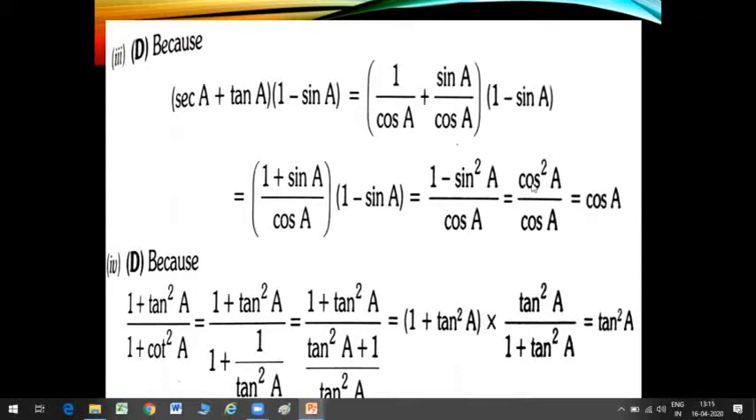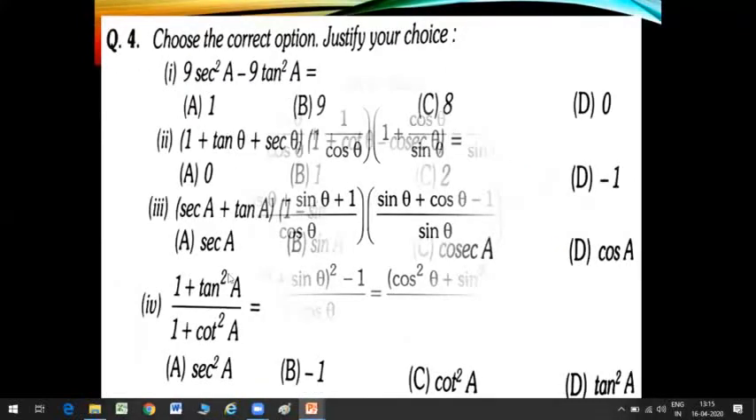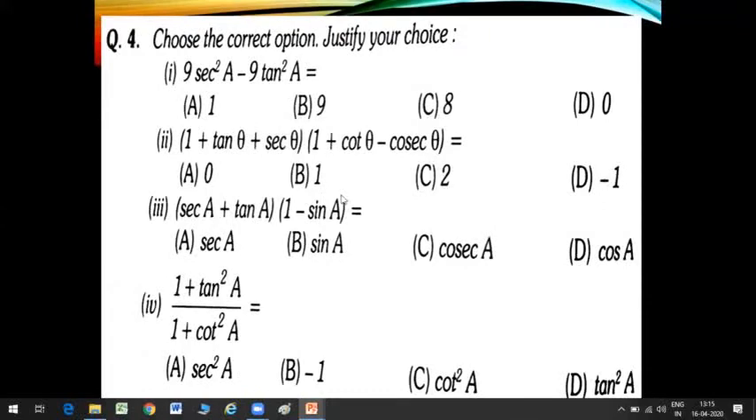So this is equal to cos²A in the numerator, because by identity number 1, 1 minus sin²A is equal to cos²A. So cos²A in the numerator divided by cos A; the cos A cancels with one power of the square, and the answer is cos A. So for this third part, the value is cos A. So D option is correct.